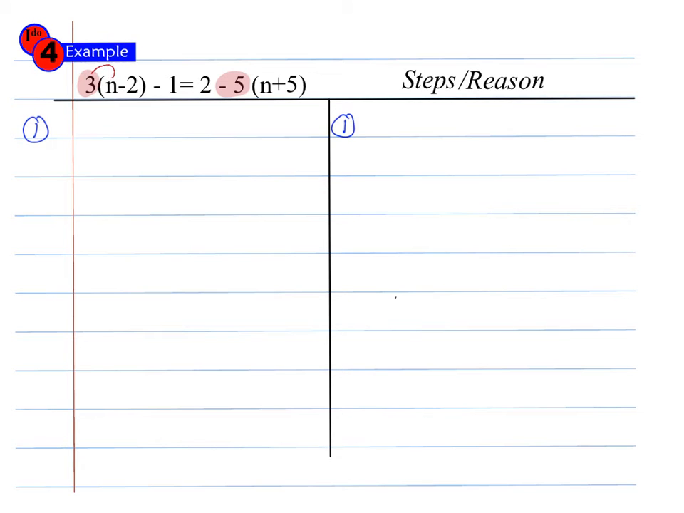So if I go 3 times n, I'm going to have 3n. 3 times -2, I'm going to get -6. I'm going to bring down my -1 and record again. And you're going to have -5 times n is -5n, and -5 times 5 is -25. And what I did was the distributive property. So we're going to write distributive property.